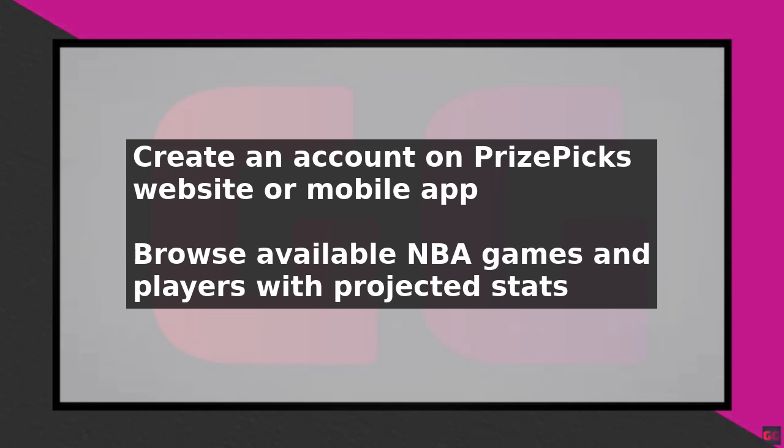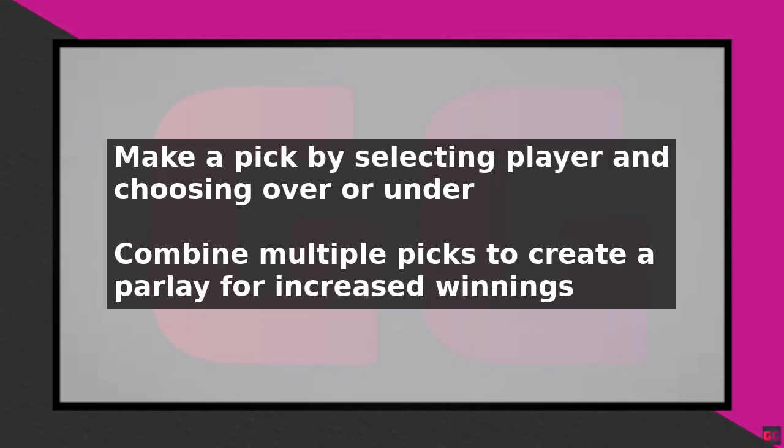Once you have created your account, you can browse through the available NBA games and players. Each player will have a projected stat line, which includes points, rebounds, assists, and other relevant metrics. To make a pick, simply select the player you want to choose and decide whether you want to pick over or under on their projected stat line. For example, if a player is projected to score 22 points, you can choose to pick over 22 points or under 22 points. You can also combine multiple picks to create a parlay, which can increase your potential winnings.